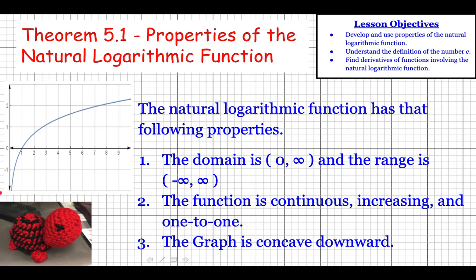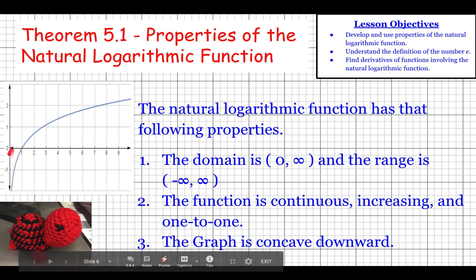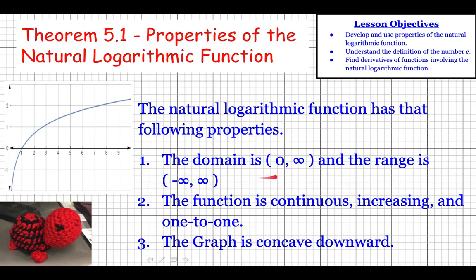So this is what the graph of the natural log of x looks like. So again, the natural log of 1 is 0. If I'm greater than 1, I'm positive. If I'm less than 1, I'm negative. This comes down to an asymptote at the y-axis. Continuous, increasing, one-to-one, concave downward.